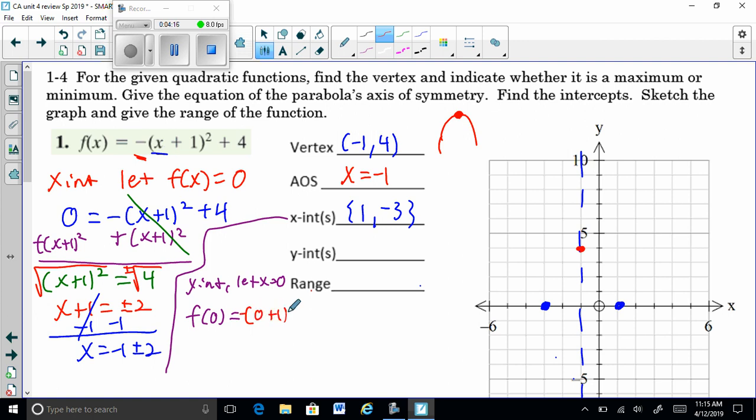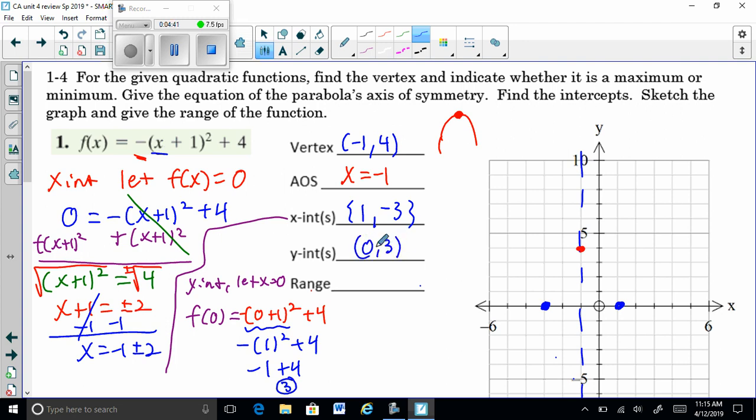-(0 plus 1) squared plus 4. And so right here, this becomes 1 squared. But that negative is kind of waiting after you square it. So you square it and you get 1, but it's really going to be -1 plus 4. So we end up getting a 3. So we get 3 right there. So my y-intercept is that when I let x equal 0, y is going to be 3.